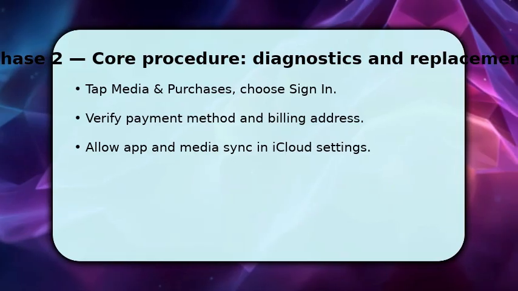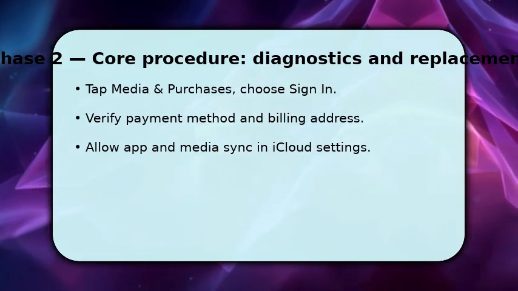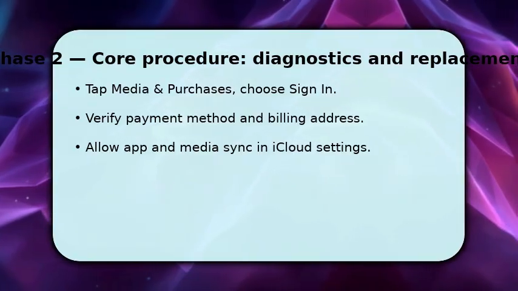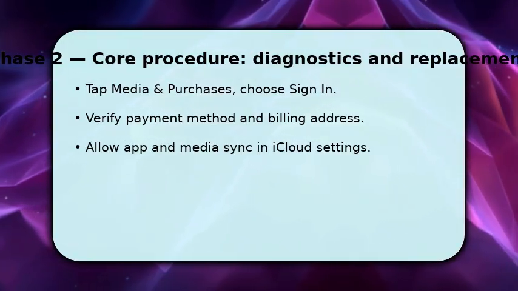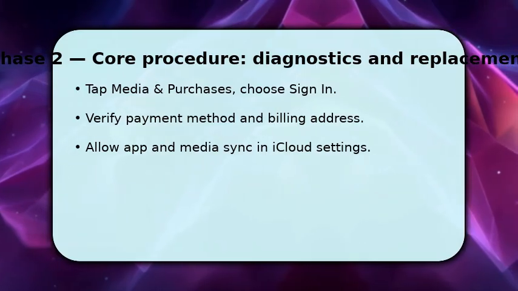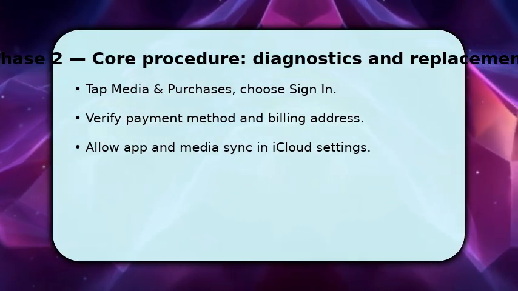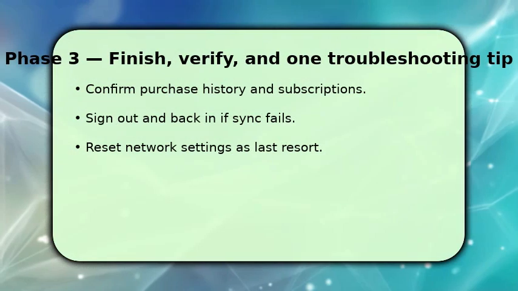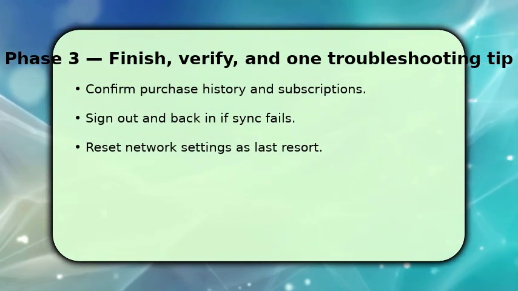Then, make sure iCloud settings permit syncing for apps and media so your purchases appear across devices. Once those options are toggled on, go to the App Store app and confirm your Apple ID at the bottom to finalize linking. Finally, confirm that App Store and iTunes purchases show in purchase history and that subscriptions appear under your Apple ID.